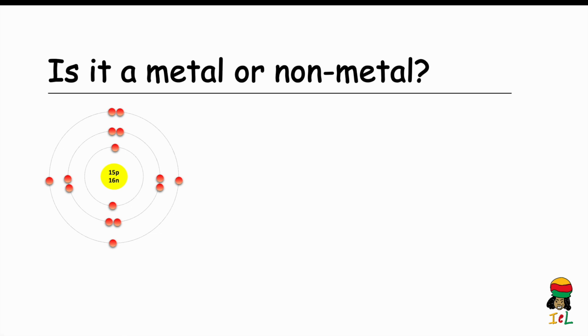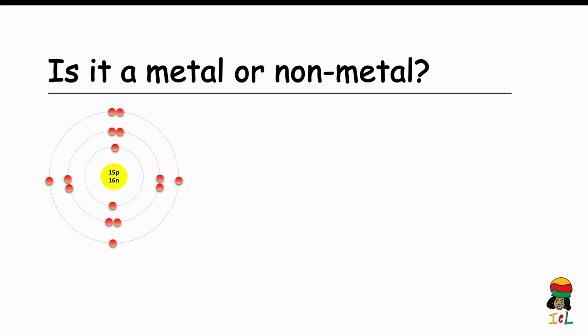Note that once there is a third shell, the first and the second shell contain their maximum number of electrons. The first shell has a maximum of 2, and the second shell has a maximum of 8 electrons. Therefore, our interest is only in the number of electrons on the last shell. This atom has 1, 2, 3, 4, 5 electrons.